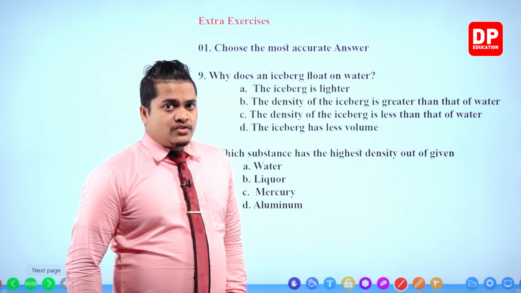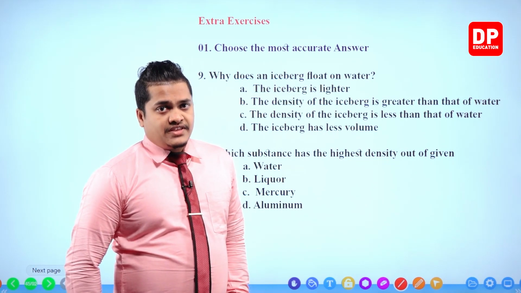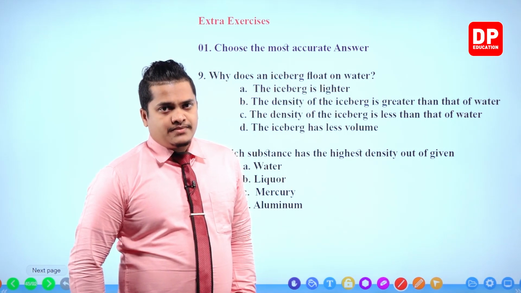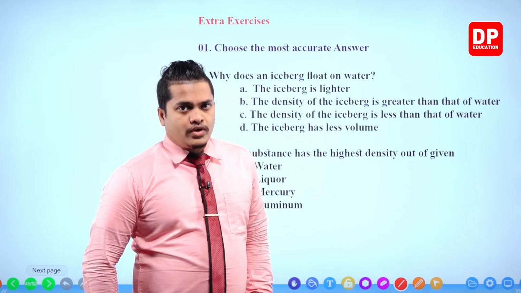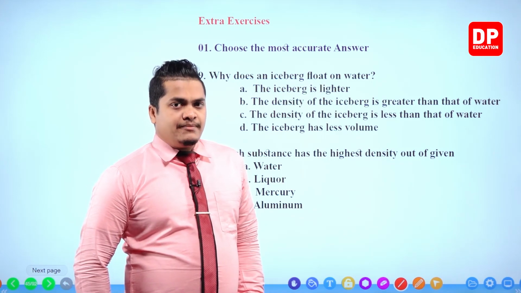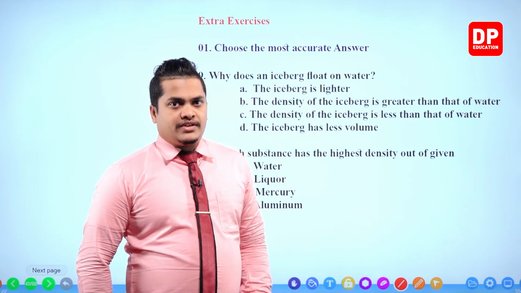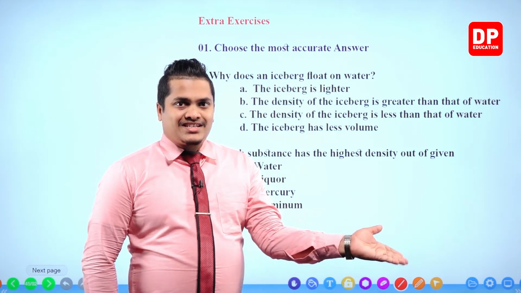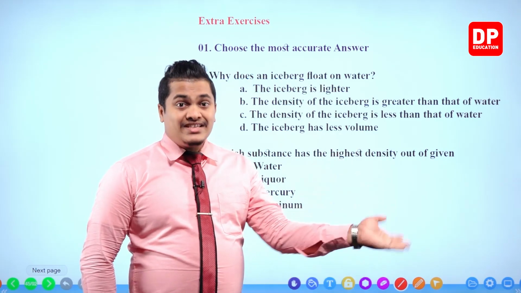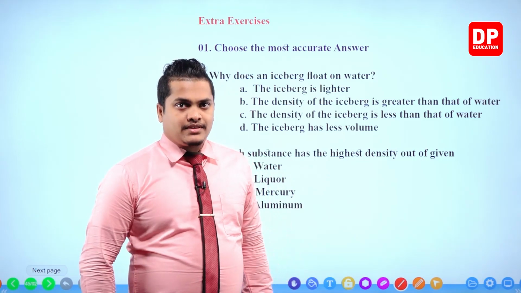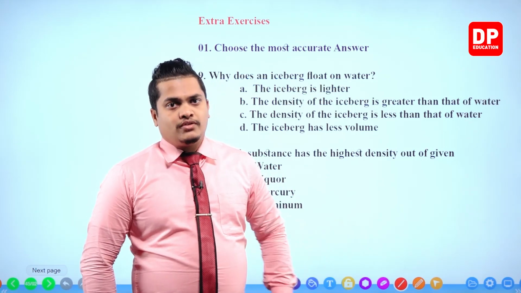No matter the size of the glacier or the iceberg, each and every iceberg is going to float on water. It's mainly because the density of water is greater than the density of the iceberg. That is why the iceberg is floating in water.